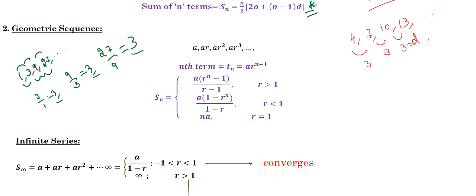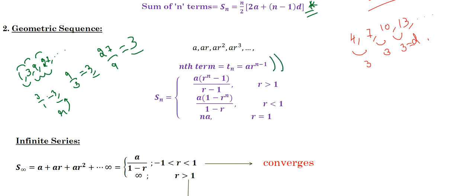If there is a common ratio in the series, then I will be calling it a geometric series or geometric sequence, and that common ratio will be taken as r. So a, ar, ar square, ar cube, etc. Again, this is also something with which most of us are familiar. Now what about the nth term?